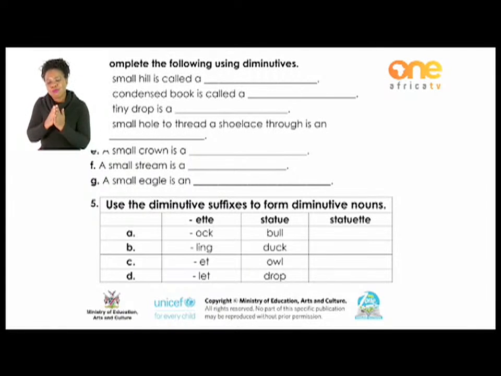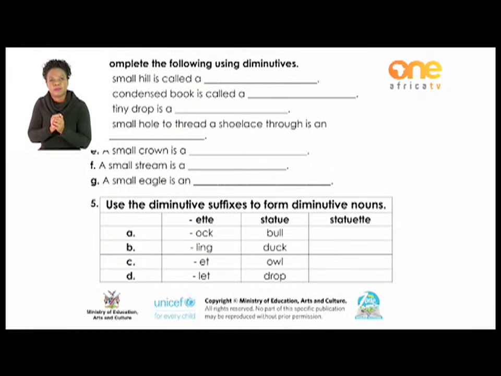Let's quickly move on to activity 5, which says, use the diminutive suffixes to form diminutive nouns. The diminutive suffix E-T-T-E, and then gives us, from the noun statue, we have statuette. So we can do the rest on our own.